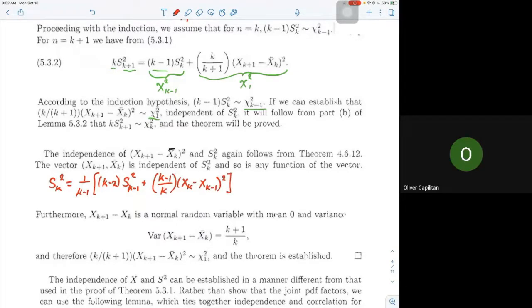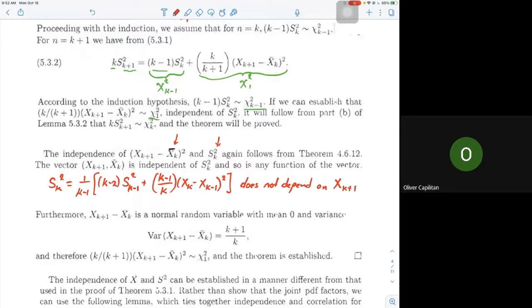So this s sub k square, it does not depend on x sub k plus 1. So if the sample mean x sub k bar and then s sub k square, they are independent. We have proved that the sample mean and the sample variance are independent. And then we have a function. Okay, this time a function.